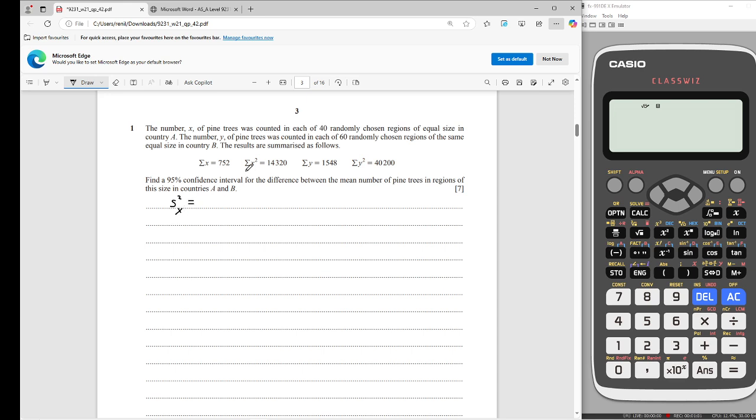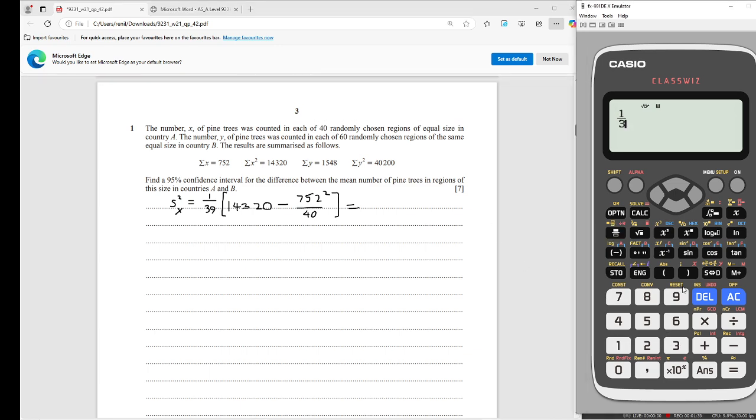s² of x equals, no wait, it's going to be 1 divided by the number of terms of x minus 1, so 1 by 39, and then bracket it. And then we're going to put sum of x squared, which is 14320. We subtract that with 752 whole squared, whole divided by the number of terms of x, which is 40. So this is our s² of x value, and let's plug this into the calculator to get the exact value.